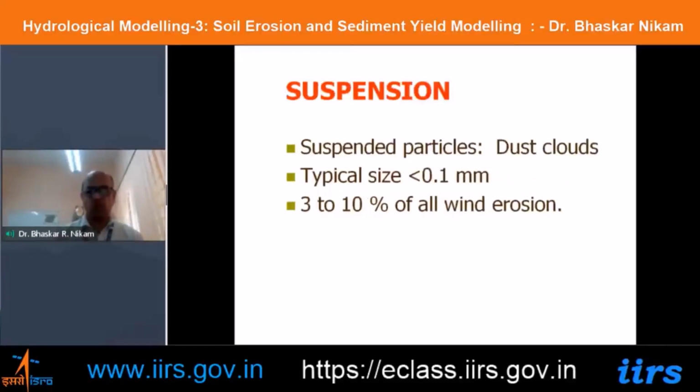And particles which have a diameter less than 0.1 mm, due to force of wind, will remain suspended in the air for long duration. They will travel longer distances, and that's what we call wind erosion in the form of suspension. Only 3 to 10% of soil erosion due to wind happens in this form, and you can understand the sand or dust clouds that we see in most of the Arabian countries, or even in India sometimes, are caused by soil erosion in the form of suspension.